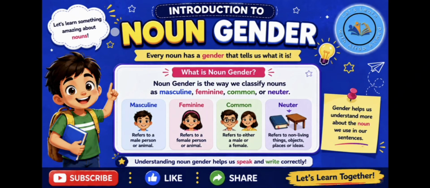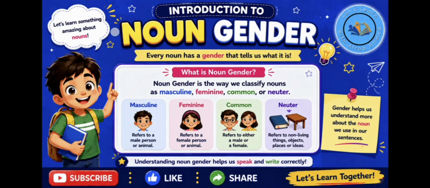Today we are going to learn an exciting and important topic in English grammar called noun gender. Before we begin, let's understand what gender means in grammar. Every noun has a gender that helps us identify what it refers to. Noun gender is the classification of nouns in different categories based on whether they refer to a male, a female, both male and female, or non living things.